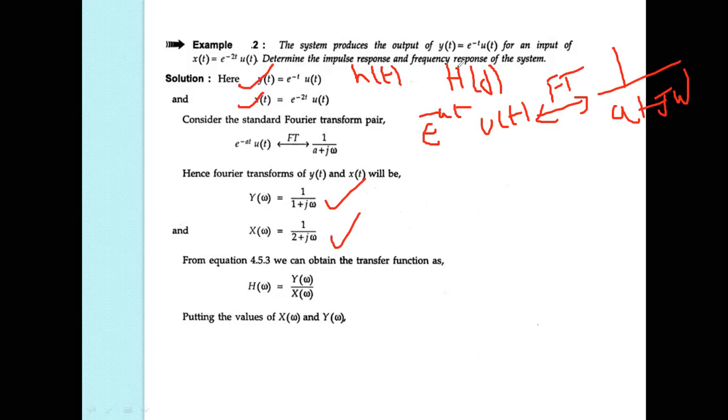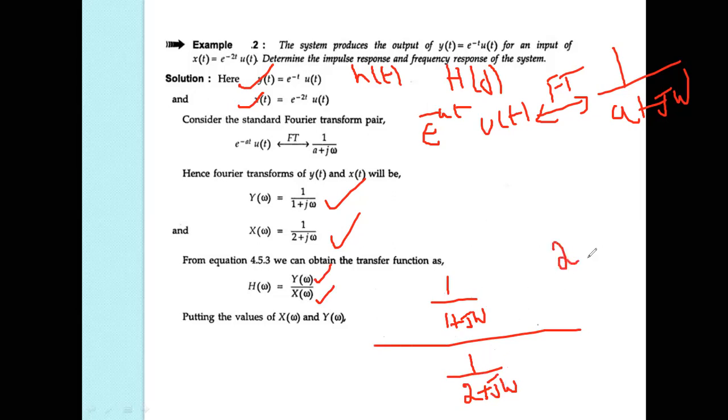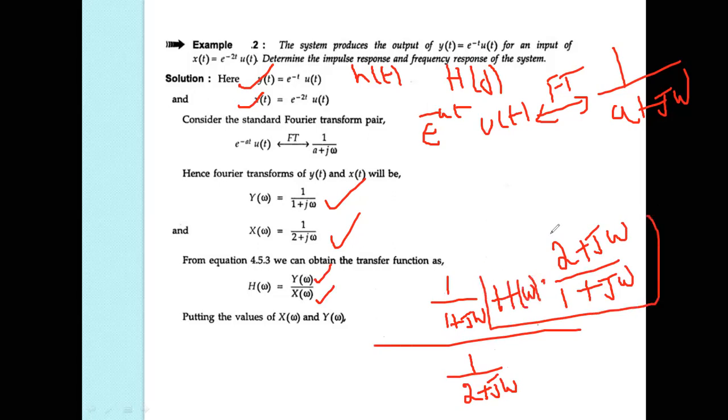So to find the frequency response, the system transfer function, H of omega is equal to the ratio of Y of omega and X of omega. Y of omega is 1 by 1 plus j omega, divided by X of omega, which is 1 by 2 plus j omega. Cross multiply, the numerator and denominator are interchanged. H of omega is equal to 2 plus j omega by 1 plus j omega. Okay, my dear students, we got the frequency response.